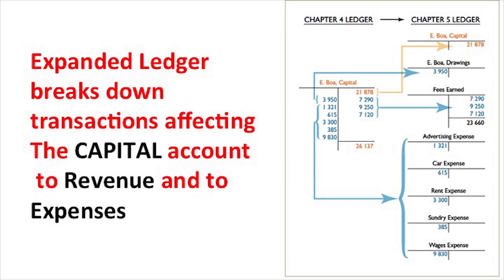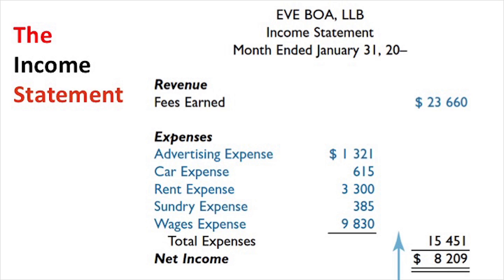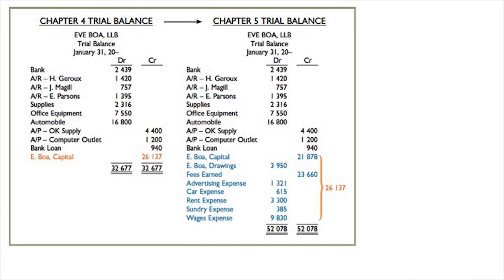These accounts are combined together to create a new financial statement called the income statement. This statement shows the revenues earned during a period of time, the expenses incurred to earn that revenue over the same period of time, and how much money was left over, known as net income or profit. Here is an example of the new expanded ledger.